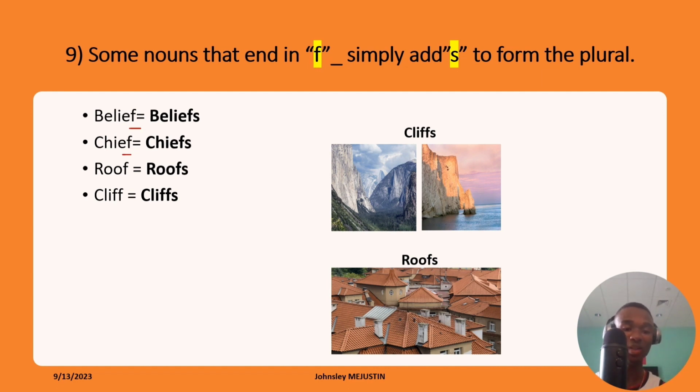Belief, beliefs. Chief, chiefs. Roof, roofs. Cliff, cliffs. Okay? So these are roofs. And this is a cliff. In Creole, we say falaise. This is one falaise, two falaise, like one cliff, two cliffs. Okay, you really say falaise. So one cliff, two cliffs. We do not remove the F and replace it with VES. We don't do that. So tetkai is roof. Many tetkai, we say roofs.